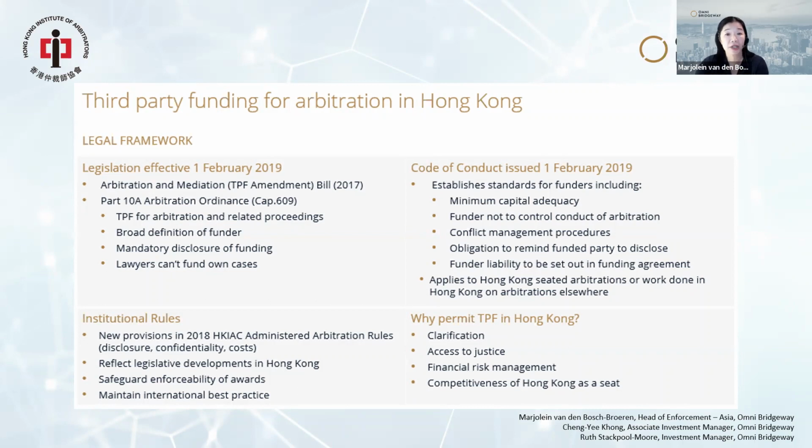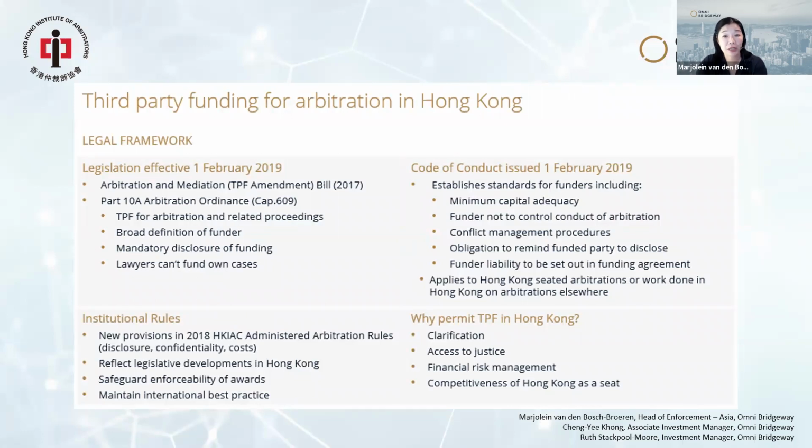And then alongside the arbitration ordinance, there's also a code of practice, which came into effect at the same time in February 2019. And this sets out a broad set of standards that funders are expected to comply with. One of the key components is a minimum capital adequacy of at least 20 million Hong Kong dollars to ensure that the funder is able to meet its funding obligations under the funding agreements. There is a prohibition around the funder controlling the conduct of proceedings. As you might be aware, one of the key concerns around funding generally is that the funded party may lose control of its case and that it may be dictated to by the funder.